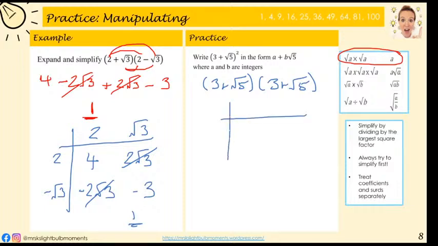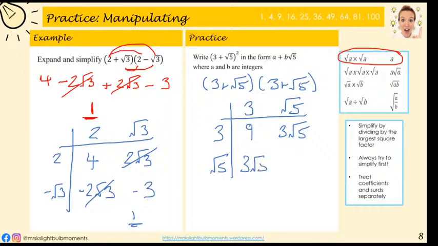So I'm going to set up my grid with the first bracket, 3 plus root 5, and the second bracket, 3 plus root 5. Now I just need to do my multiplication. 3 times 3 is 9. 3 times root 5 is 3 root 5. 3 times root 5 is 3 root 5. Root 5 times root 5 is just 5. Remember, it cancels out the surd.